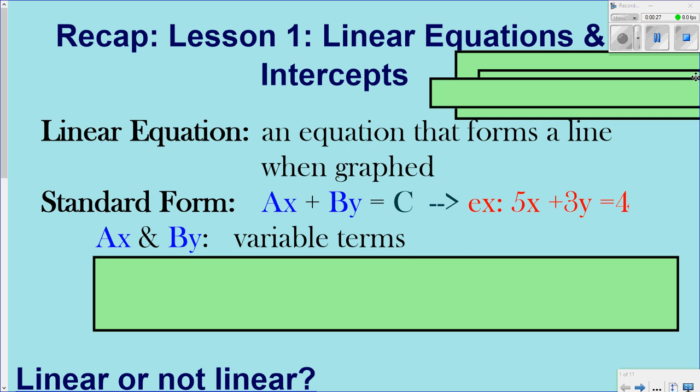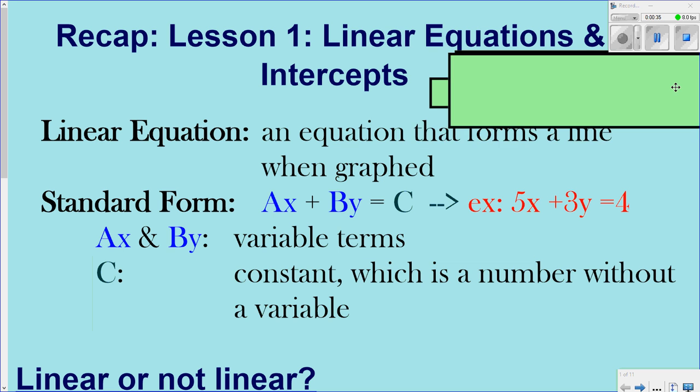ax and by are the variable terms. So you have the number with the variable, x and y, or either. And then c is a number that stands alone. It's a constant, and it has no variable.